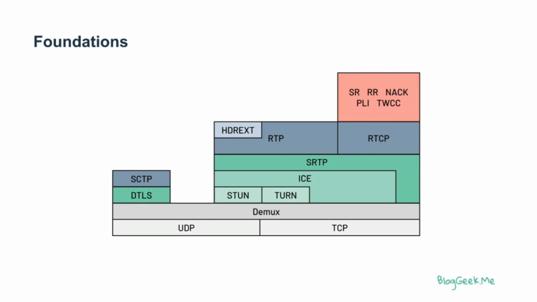And of course, we also have things like UDP and TCP and how the packets are transported over them at the lowest layer. And then we also have some relationship with RTCP messages like sender reports, receiver reports, negative acknowledgements, picture loss indication, and so on.